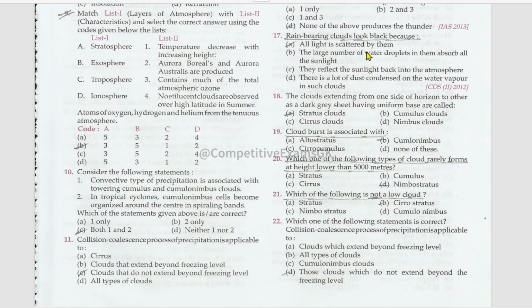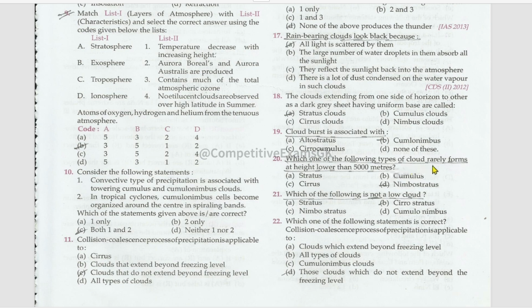Rain-bearing clouds look black because all light is scattered by them. The clouds extending from one side of the horizon to the other as a dark gray sheet having a uniform base are called stratus clouds. Cloudburst is associated with cumulonimbus.